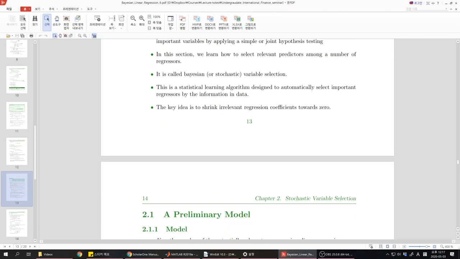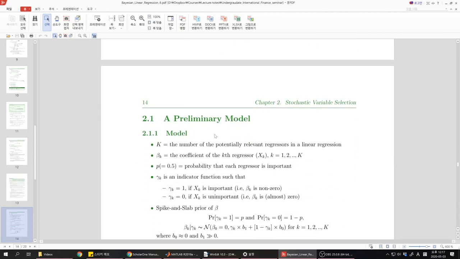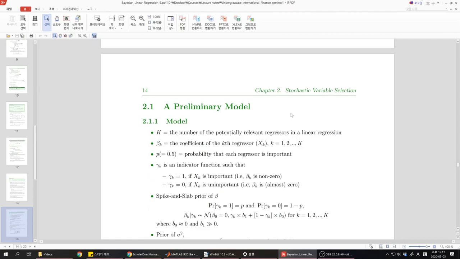And here is a preliminary model, before studying the full version. This is just the introductory model, which is simpler, the standard variable selection model.